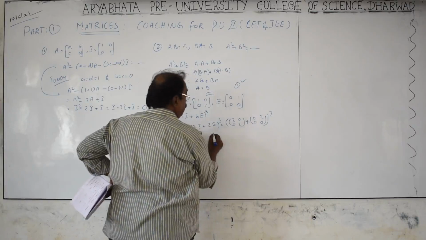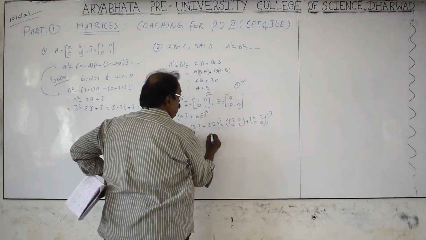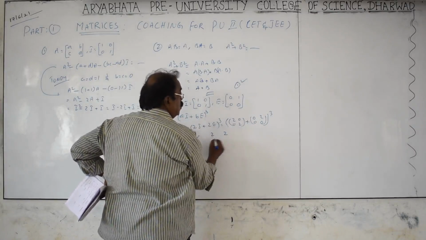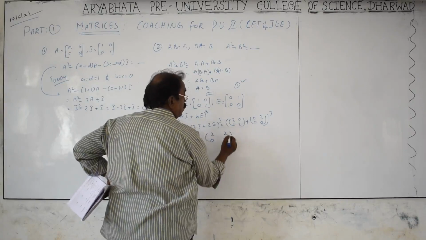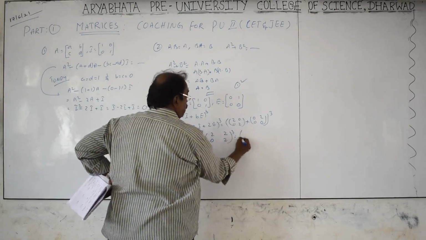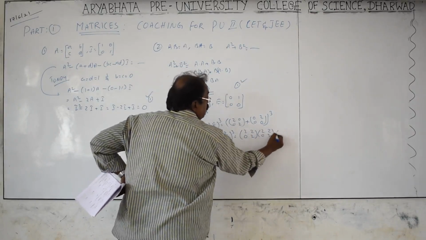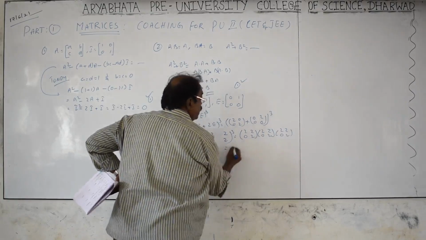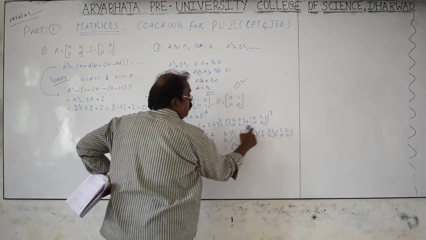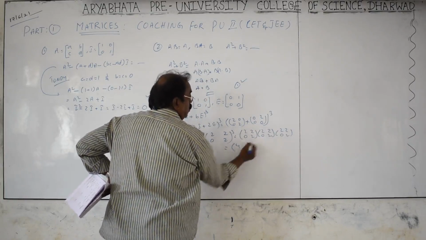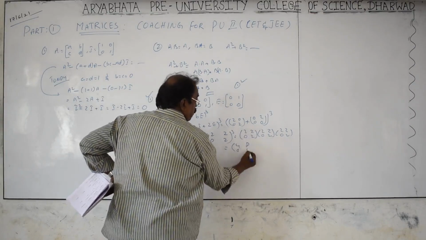Okay, now whole cube. Again, you see that 2 plus 0 is 2, 0 plus 2 is 2, 0 plus 0 is 0, and 2 plus 0 is 2. Okay? Whole cube. That means [2, 2; 0, 2] into [2, 2; 0, 2] into [2, 2; 0, 2]. It is 2 into 2, 4; 2 into 2, 4; 2 into 2, 4, 8; 0, 0, 0, again 0 plus 4.